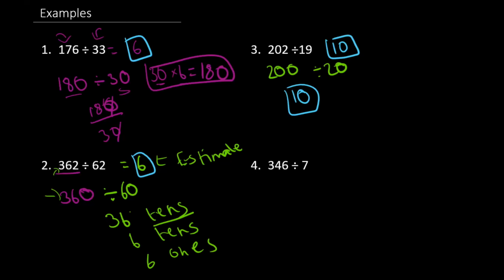Okay, let's do the fourth question: 346 divided by 7. Before we do the question, remember that all these answers, the first, second and third, are just estimates. They're not the right answer. The fourth question says 346 divided by 7. So 346 can be rounded off to 350, and 7 can be rounded to 10. So 350 divided by 10 would be 35, and our answer for the fourth question would be a number that is close to 35.